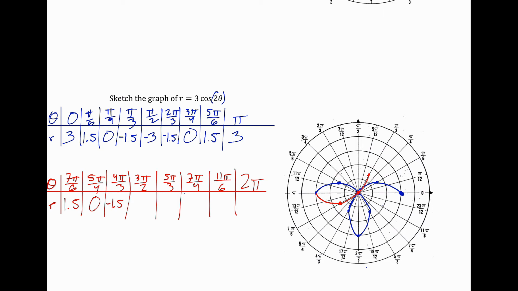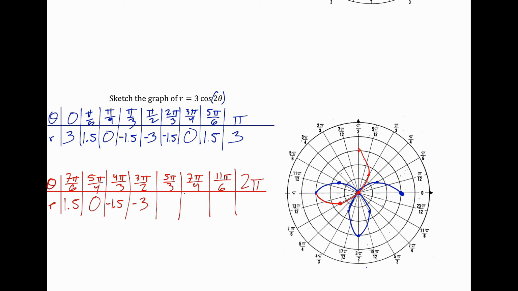Plugging in 3 pi over 2, we end up with a value of negative 3. So again, we got to work backwards. 3 pi over 2, this would be the positive direction because 3 pi over 2 is down there. Then we're going to go negative 3 in the opposite direction. So we'll go 3 up here. Put a dot there. Connect your dots.